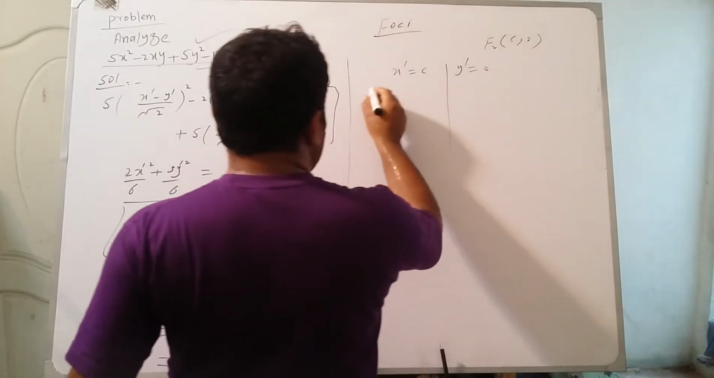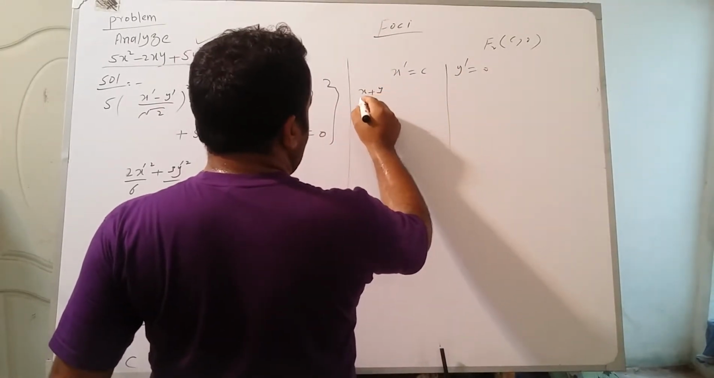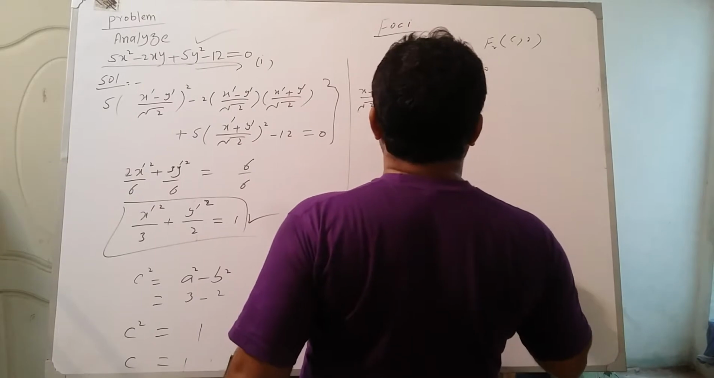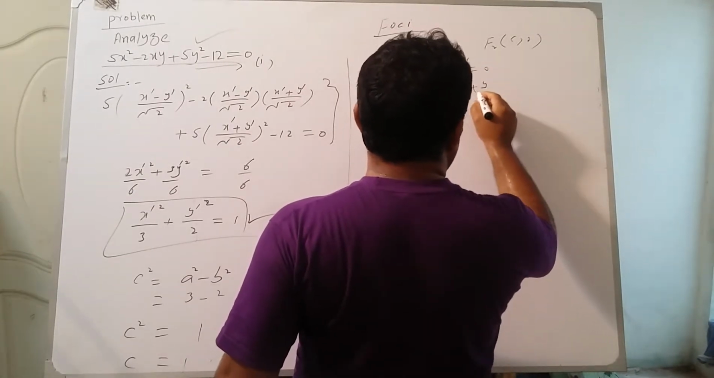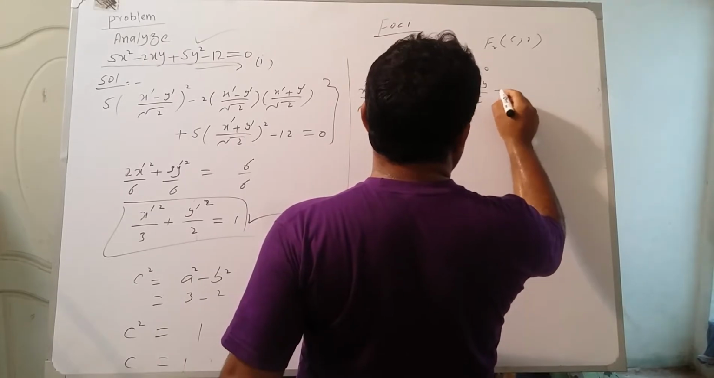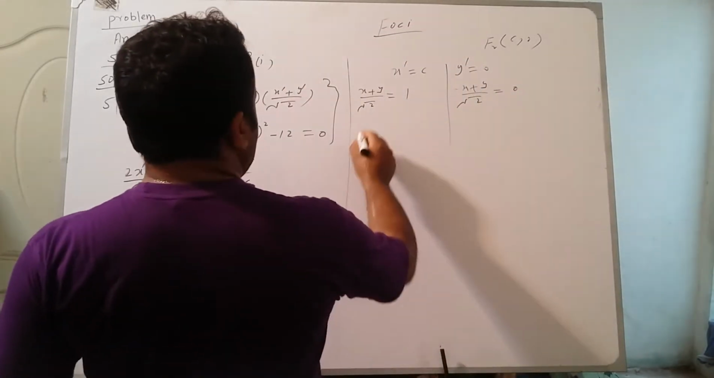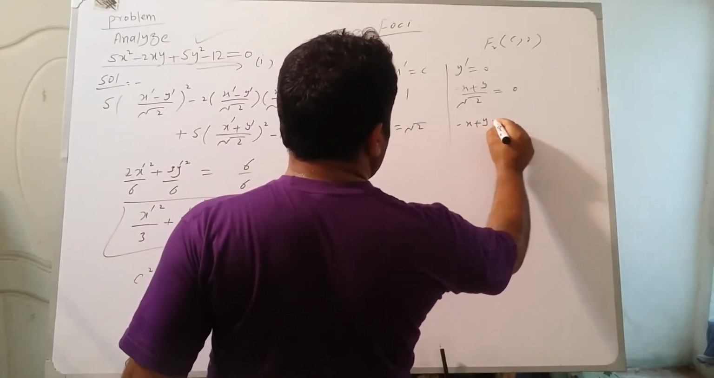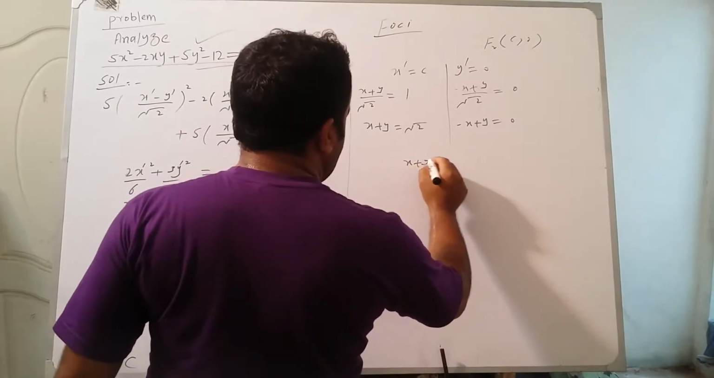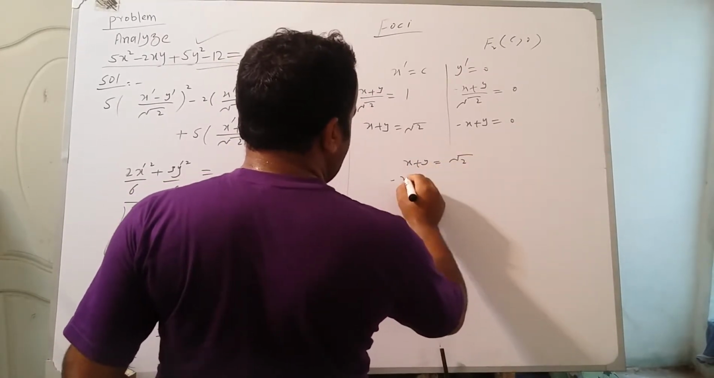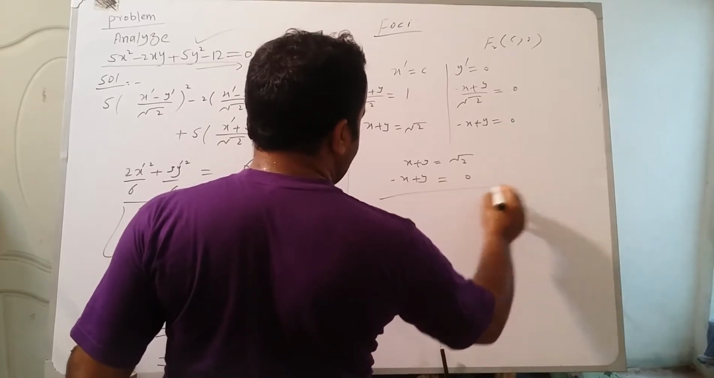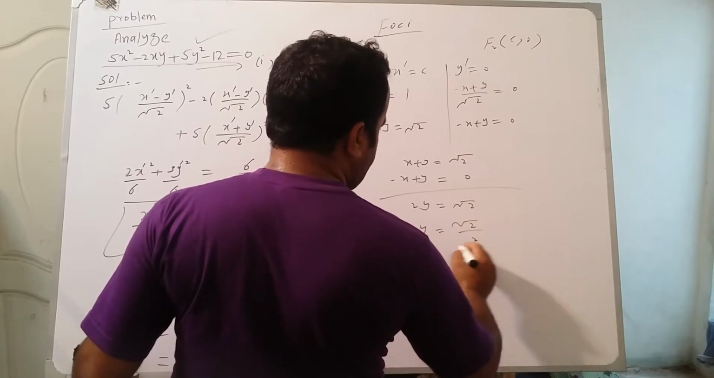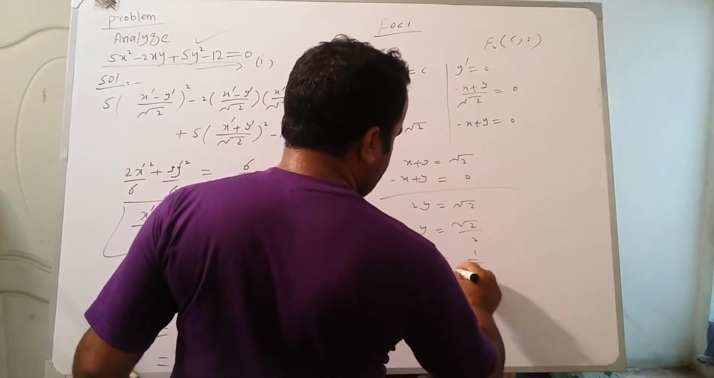We know x dash is equal to (x plus y) over root 2, and c means 1, and y dash is equal to (minus x plus y) over root 2, which is equal to 0. So this is x plus y is equal to root 2, and this is minus x plus y is equal to 0. After adding, 2y is equal to root 2 and y is equal to root 2 over 2, y is equal to 1 over root 2.